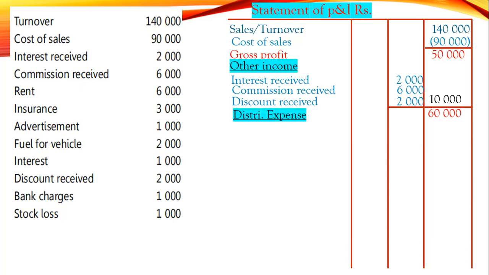Distribution expense first. Do we have distribution expense? Yes, you've got advertisement and fuel for vehicle. So can we add both together, 1 plus 2, 3,000, and write it? No. I told you there is a way. Even if the teachers are not seeing you when you are studying under the teacher through an online or physical class, there is a way to sit.